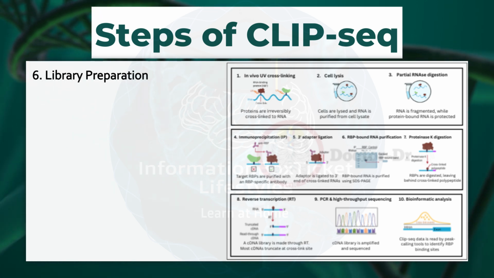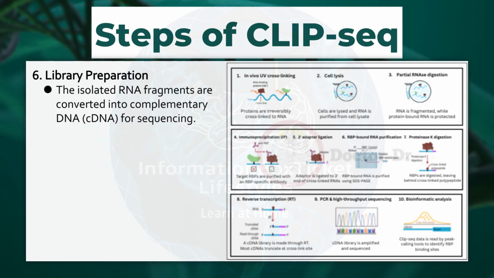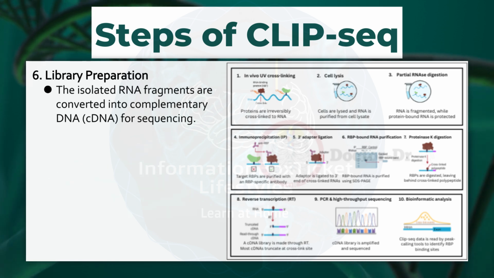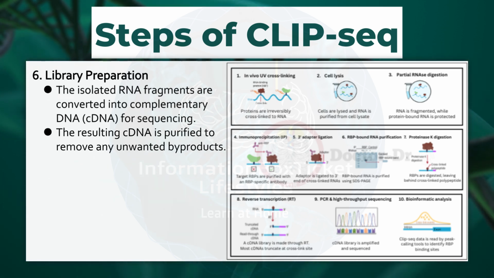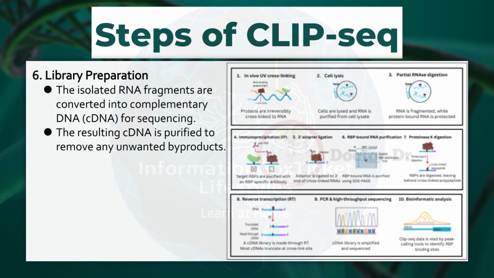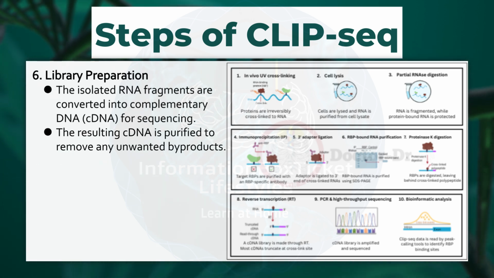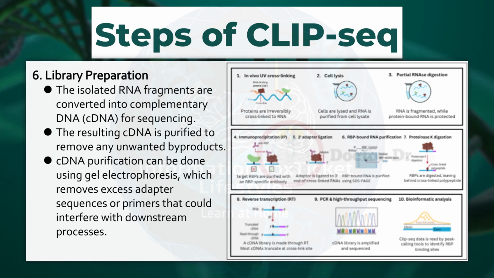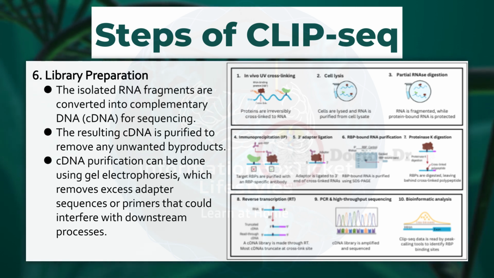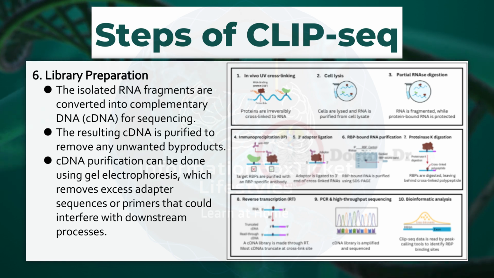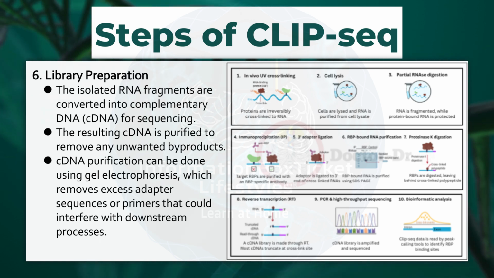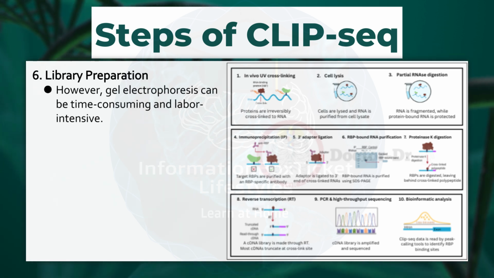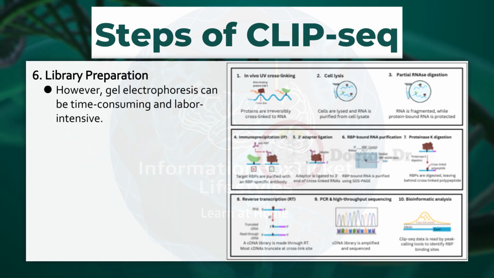Sixth, library preparation. The isolated RNA fragments are converted into complementary DNA for sequencing. The resulting cDNA is purified to remove any unwanted byproducts. cDNA purification can be done using gel electrophoresis, which removes excess adapter sequences or primers that could interfere with downstream processes. However, gel electrophoresis can be time-consuming and labor-intensive.